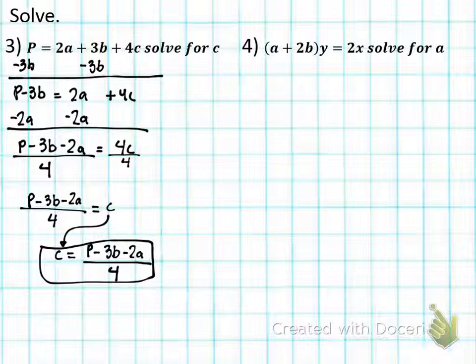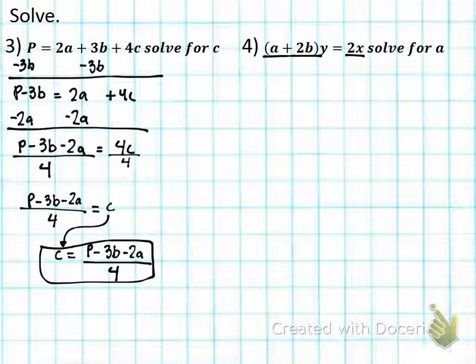2b. Well, 2b is being multiplied, but what's wrong with 2b? Parentheses. Good. What else is being multiplied on the left-hand side? Y. Is that inside the parentheses? No. So can I do the opposite of multiplying by y? What's the opposite of multiply by y? Divide by y. Okay, good.